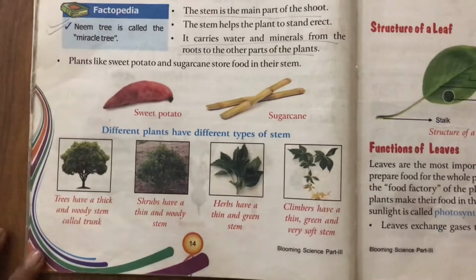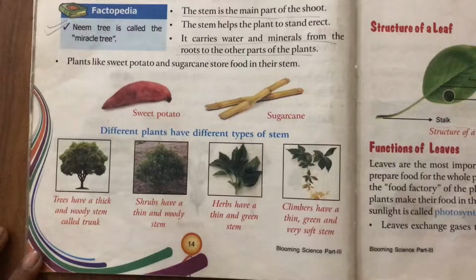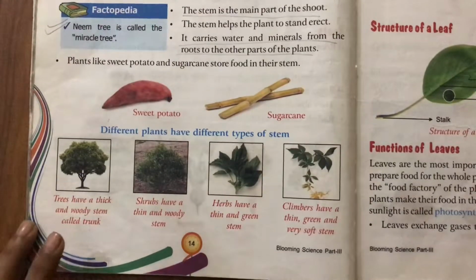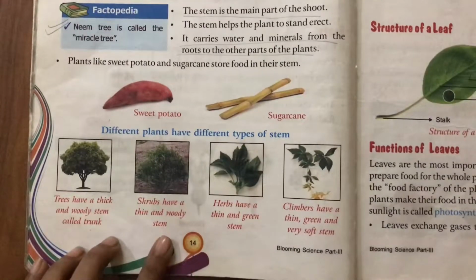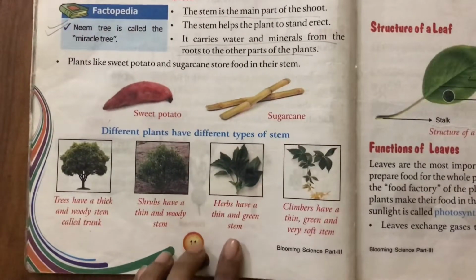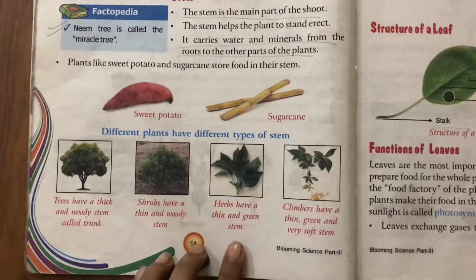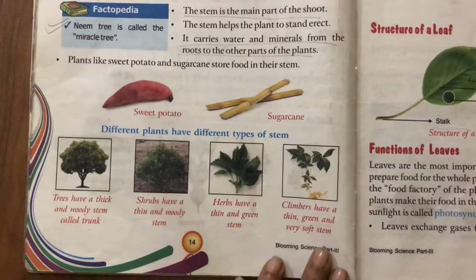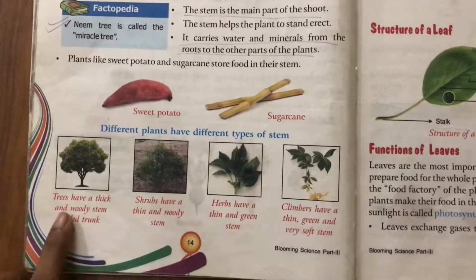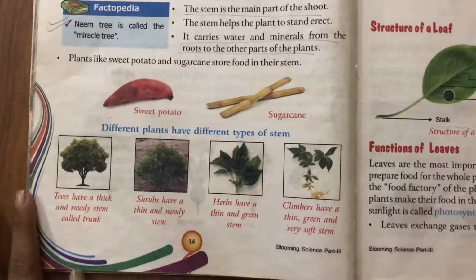Now, come down. Different plants have different types of stem. First one is about tree. Trees have a thick and woody stem called trunk. Shrubs have a thin and woody stem. Herbs have a green and thin stem, and climbers have a thin, green and very soft stem. So all the different types of plants have different types of stem.